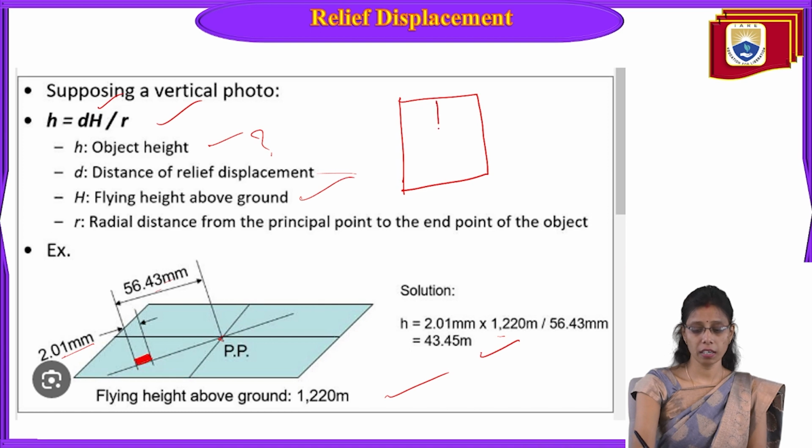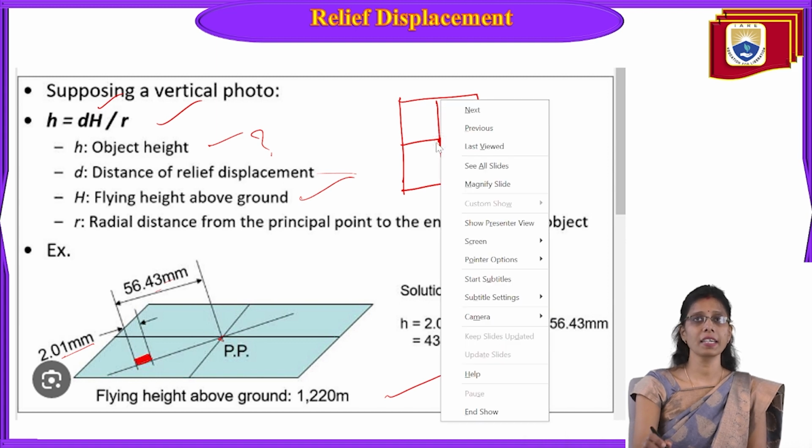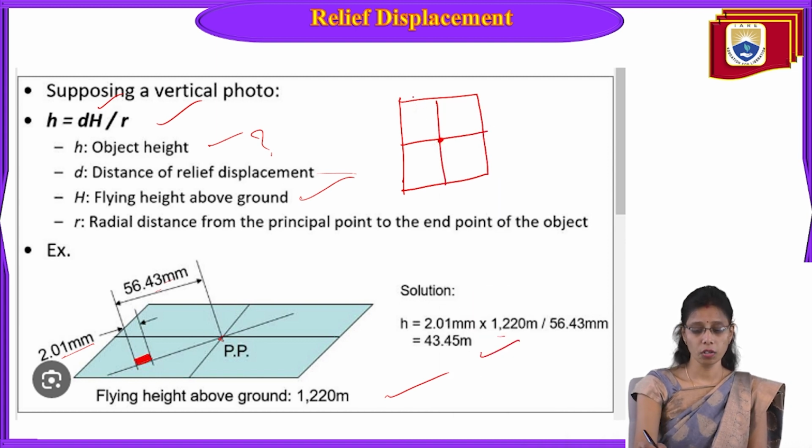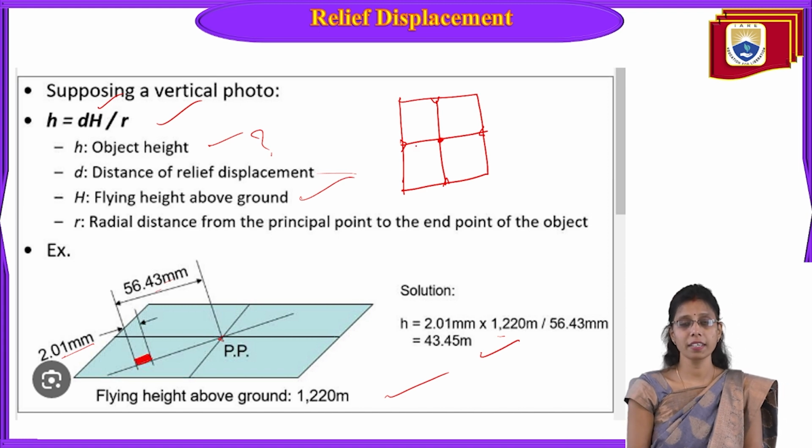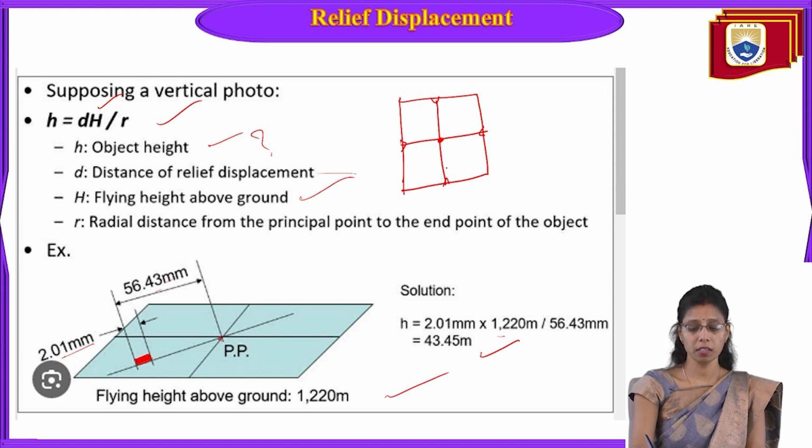So if this is the aerial photograph, you have a principal point here. The principal point is always the center of the photo. How do we find it? In all aerial photographs, you have fiducial marks at the center of all the sides of the photo. You can join all four, and finally you will get the center of the photo, the principal point.